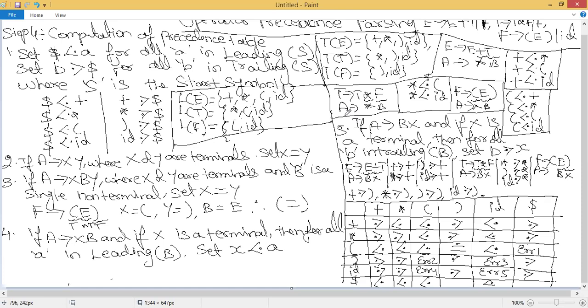In the next lecture, with the help of this precedence table, we will see how to parse the input string. Thank you.